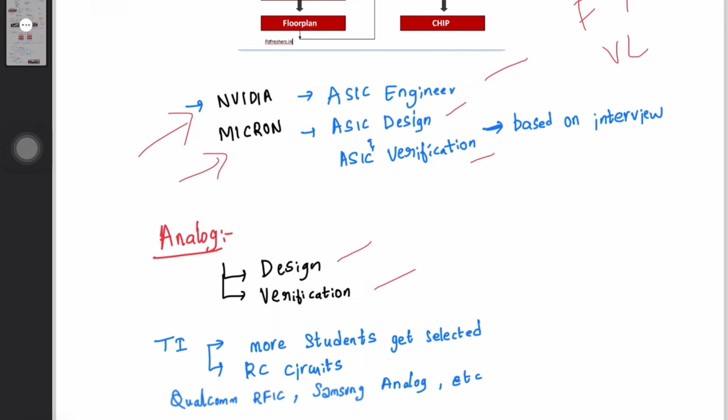Most of the students who get placed in analog will get placed in TI because openings are more in TI than other companies. So if you are targeting a VLSI company, I recommend you to focus on TI because it increases your chances. TI mostly focuses on RC circuits and builds up on that based on your responses. So be thorough with RC circuits in case you are preparing for TI.